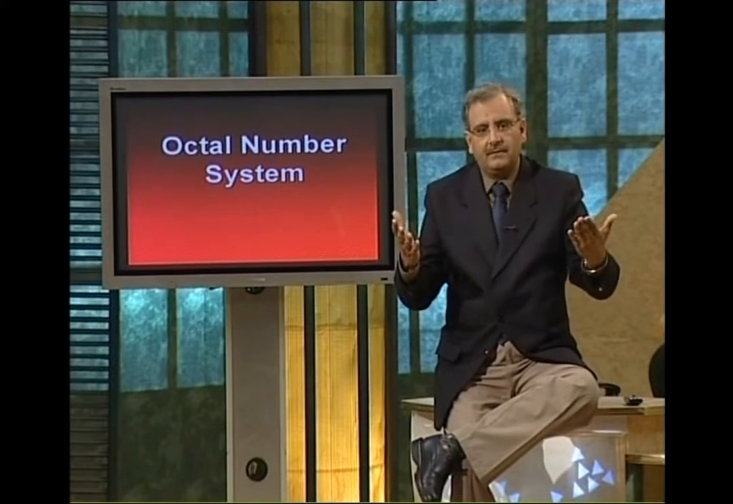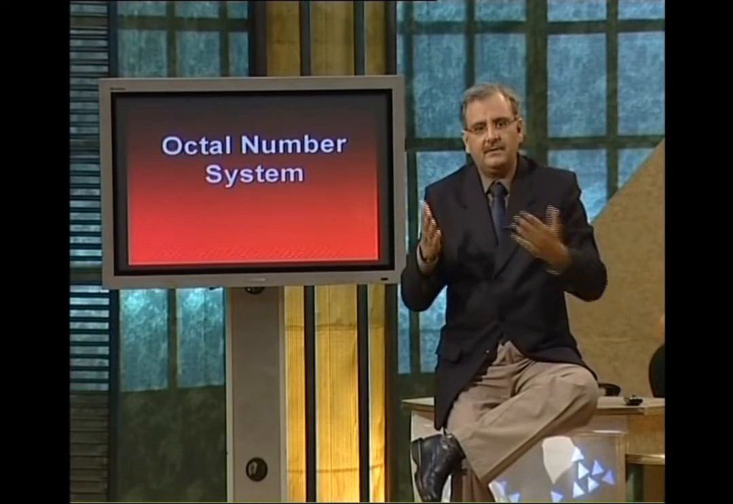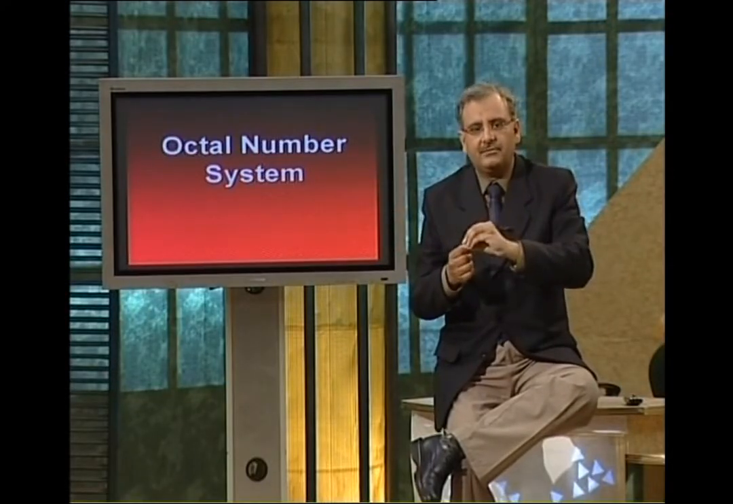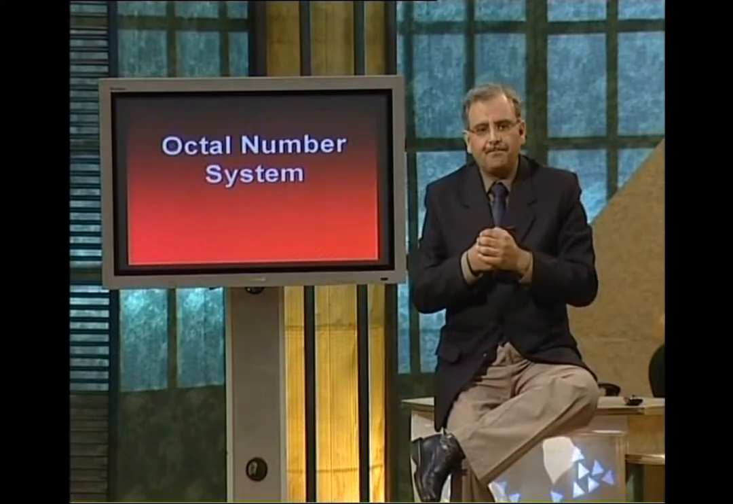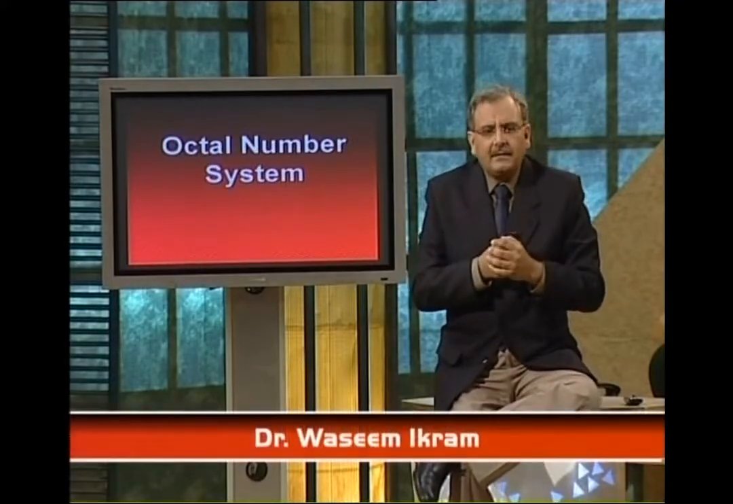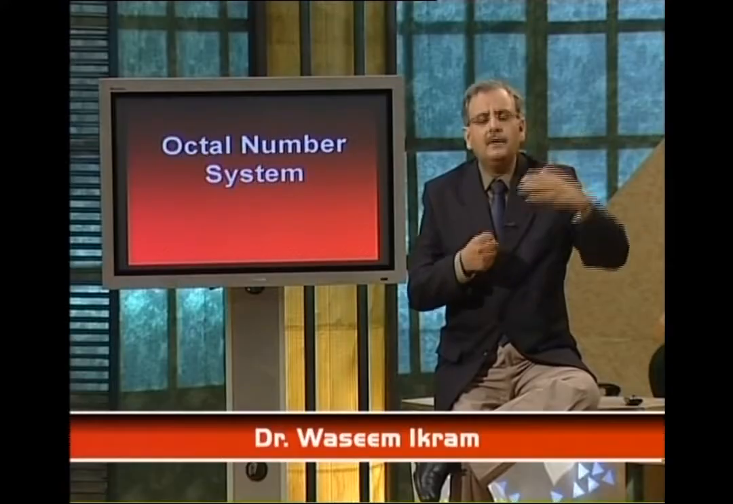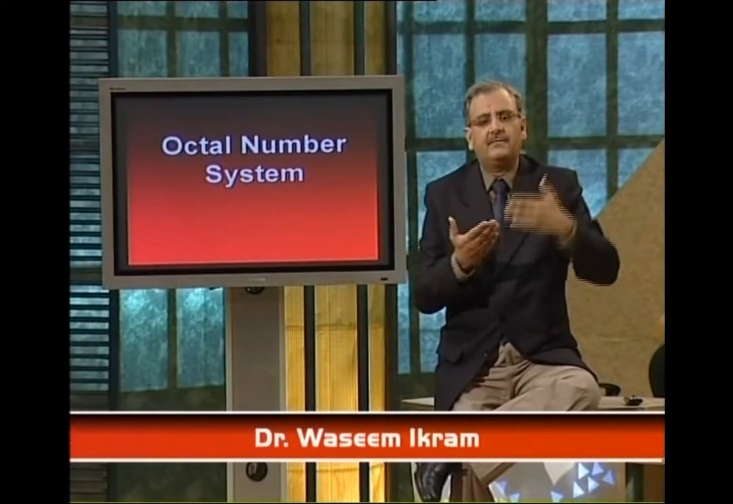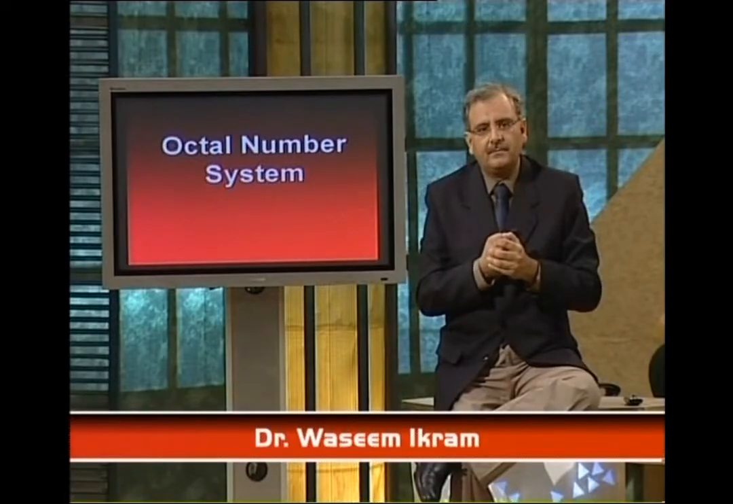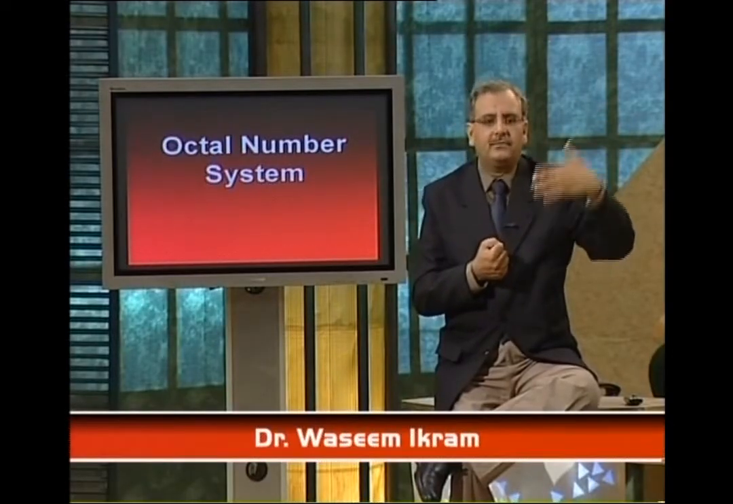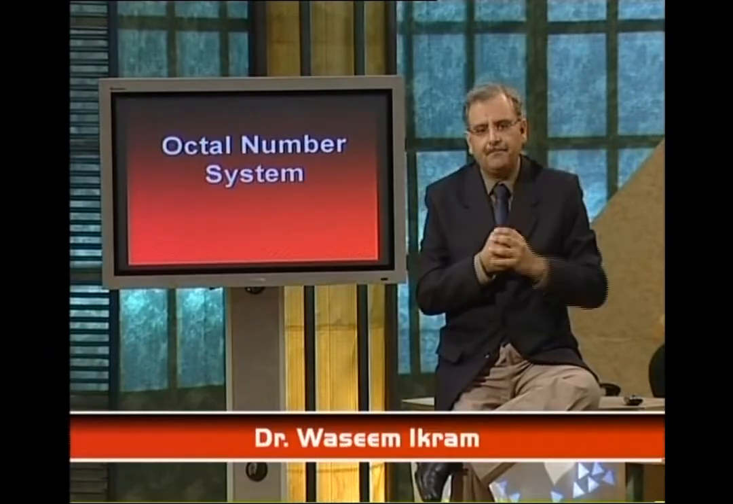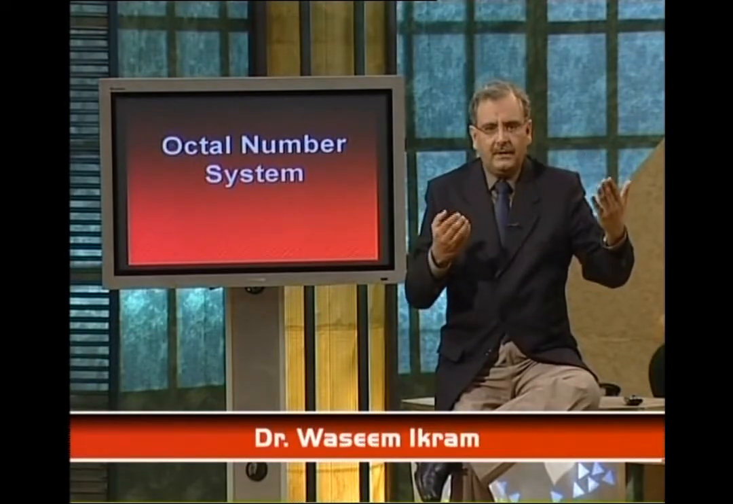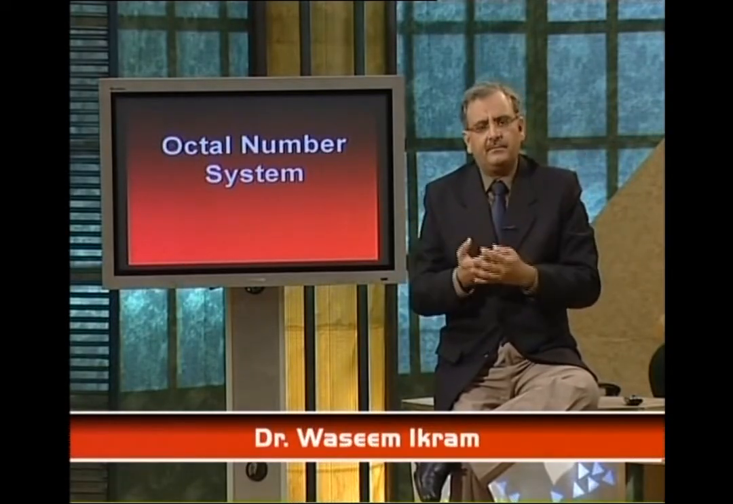That means at the end of conversion, you just write out the remainders and that would give you the octal representation of the decimal number. Now, you can in fact perform all arithmetic operations using the octal number system as you did with the hexadecimal number system. So you can add two octal numbers, subtract, multiply, divide. The rules that apply in decimal, binary, and hexadecimal will apply here too.